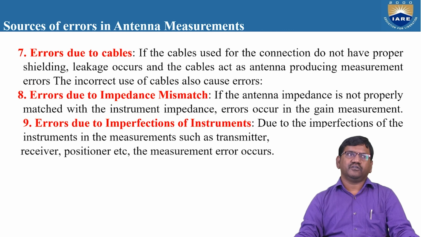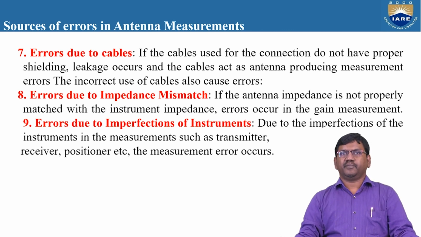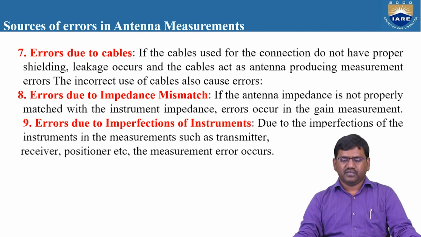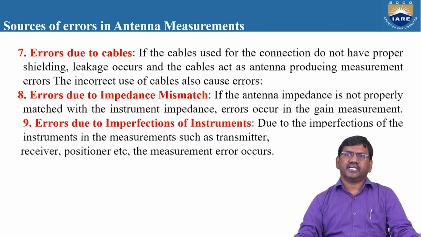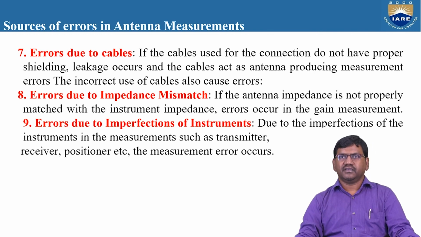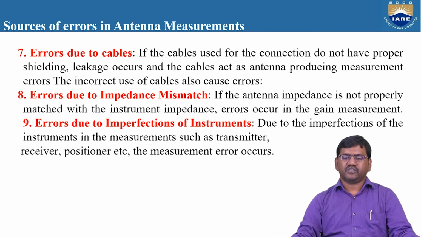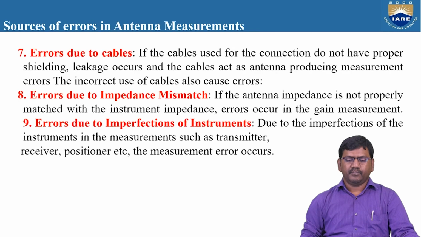Whenever we are going to measure some characteristics of the antenna, we need to take a proper instrument which is working perfectly. Due to the imperfections of the instruments also, there will be some error either at the transmitting section or the receiving section. So these are known as the measurement errors. These are the different types of sources of errors in antenna measurements.